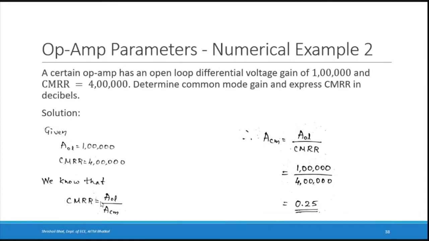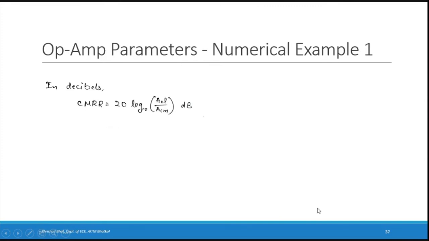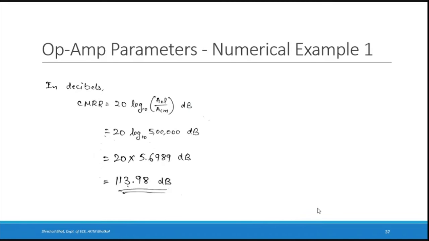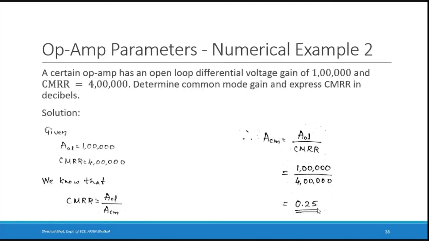So what you observe in both of these is that common mode gain is very, very small compared to open loop gain, right? Open loop gain is 1 lakh here. Common mode gain is 0.25. In the previous problem, open loop gain was 1 lakh and common mode gain was 0.2. So open loop gain is a very large value, ideally infinite. Common mode gain is a very low value. Ideally, it should be 0, right?